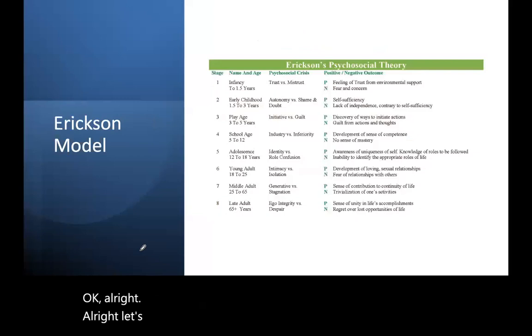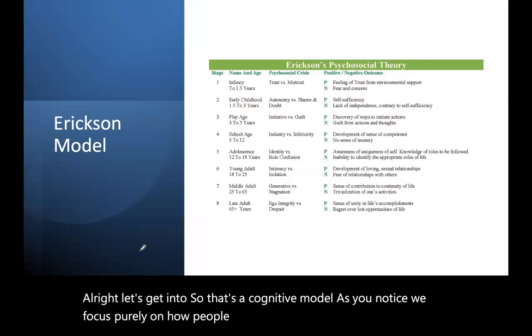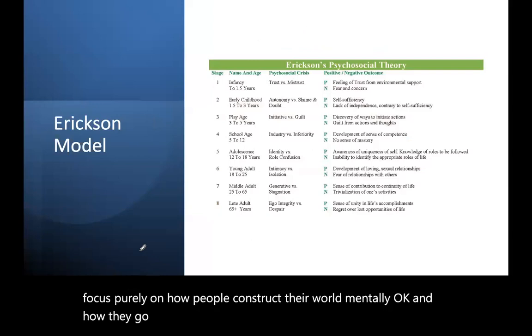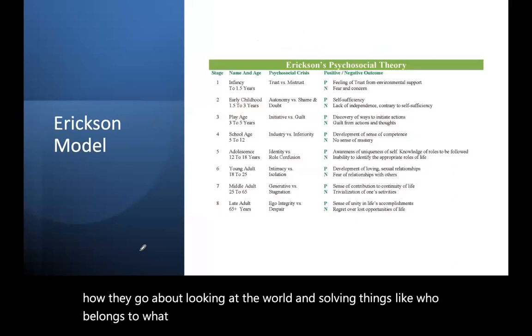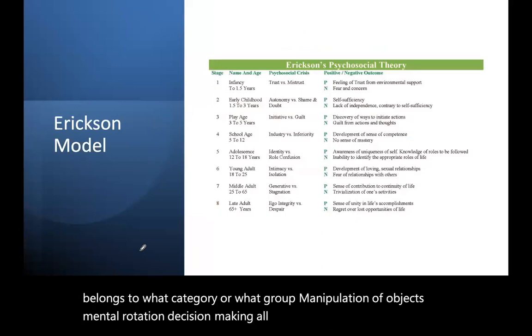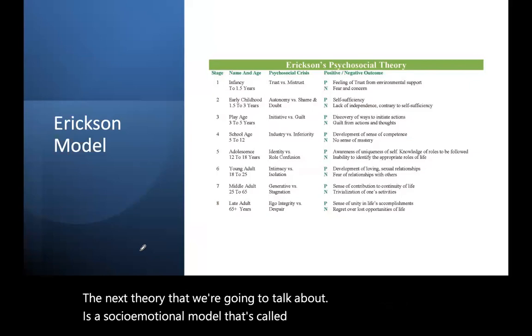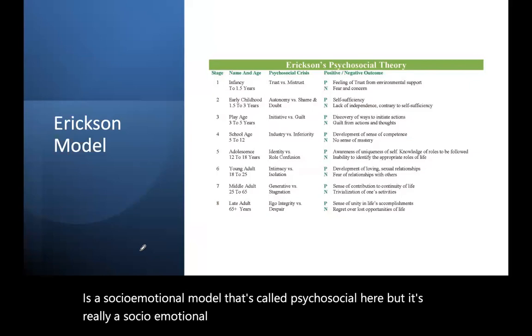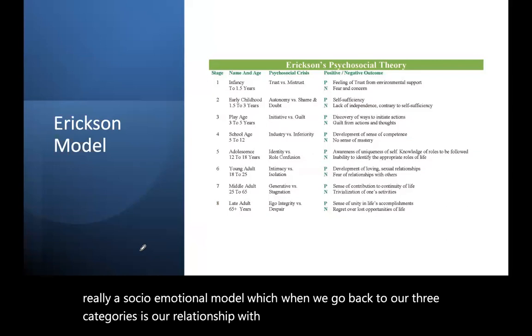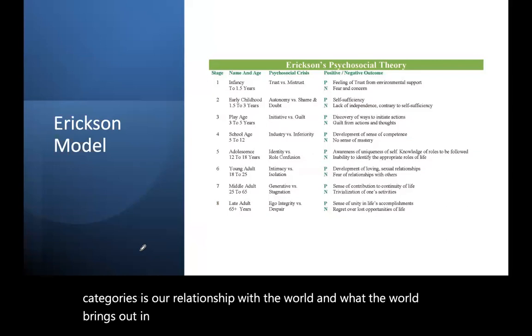All right, let's get into, so that's a cognitive model. As you notice, we focus purely on how people construct their world mentally, okay, and how they go about looking at the world and solving things like who belongs to what category or what group, manipulation of objects, mental rotation, decision-making, all of those things. The next theory that we're going to talk about is a socio-emotional model. It's called psychosocial here, but it's really a socio-emotional model, which, when we go back to our three categories, is our relationship with the world and what the world brings out in us and what we bring out in the world, okay?